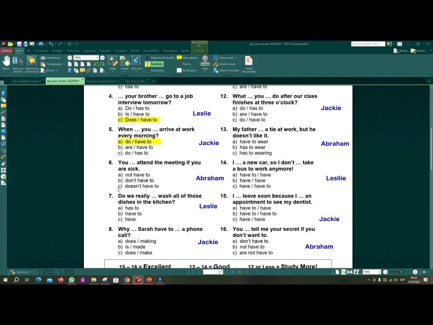Let's see. Letter C doesn't have to. But this is not a third person singular, so you doesn't? Are you sure? No, sorry, teacher, sorry. It never be teacher. Yeah, that would be. Sorry. Letter B, right? So you don't have to attend the meeting if you are sick. Okay. That would be nice.